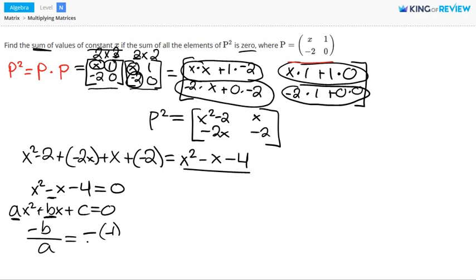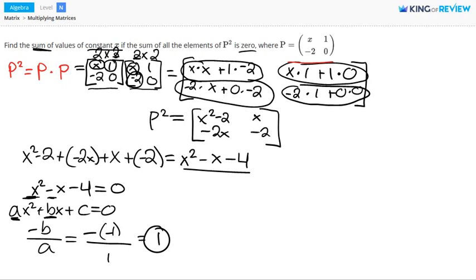So we have minus negative 1 over a. A is the coefficient on the x squared term. So here it's a 1. So we have minus negative 1 over 1, and this gets simplified to 1. So 1 is the answer.